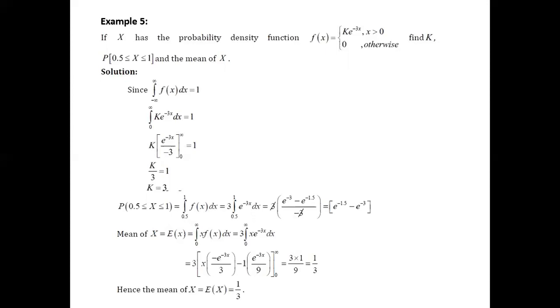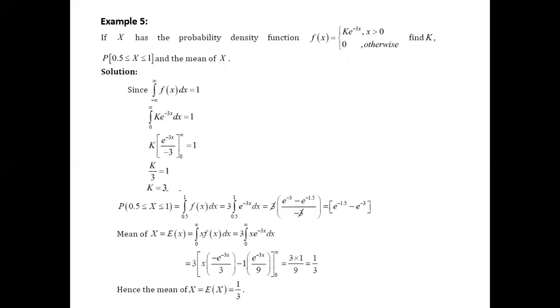Now, how do we find the probability that 0.5 is less than or equal to x less than or equal to 1? So the integral from 0.5 to 1 of f(x) dx, which is 3 times the integral from 0.5 to 1 of e^(-3x) dx. So we get the answer e^(-1.5) minus e^(-3).